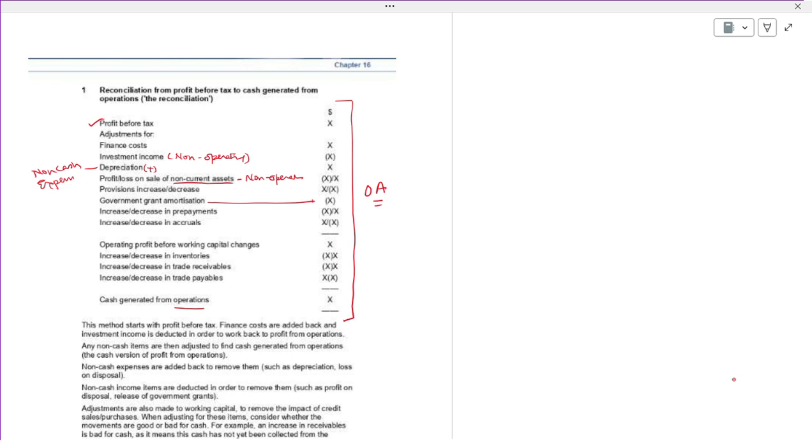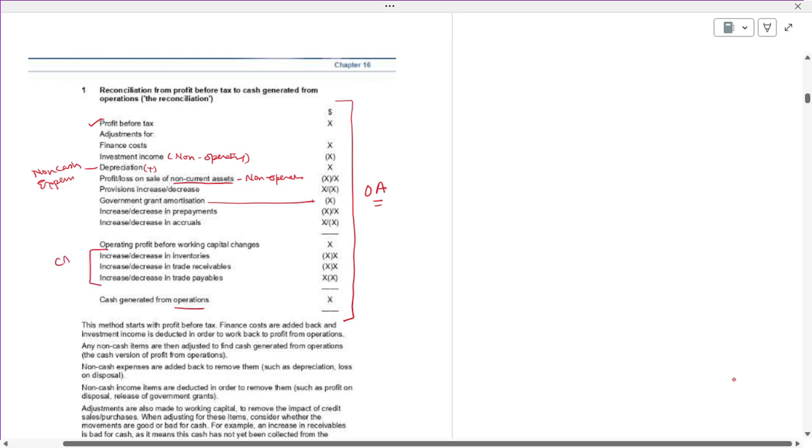Now, here we will come to current assets and current liabilities. Increase or decrease in inventory. Let me put the numbers: inventory in 2022 is 150, and it has increased to 175. Asset increases. What happens? Cash will decrease.